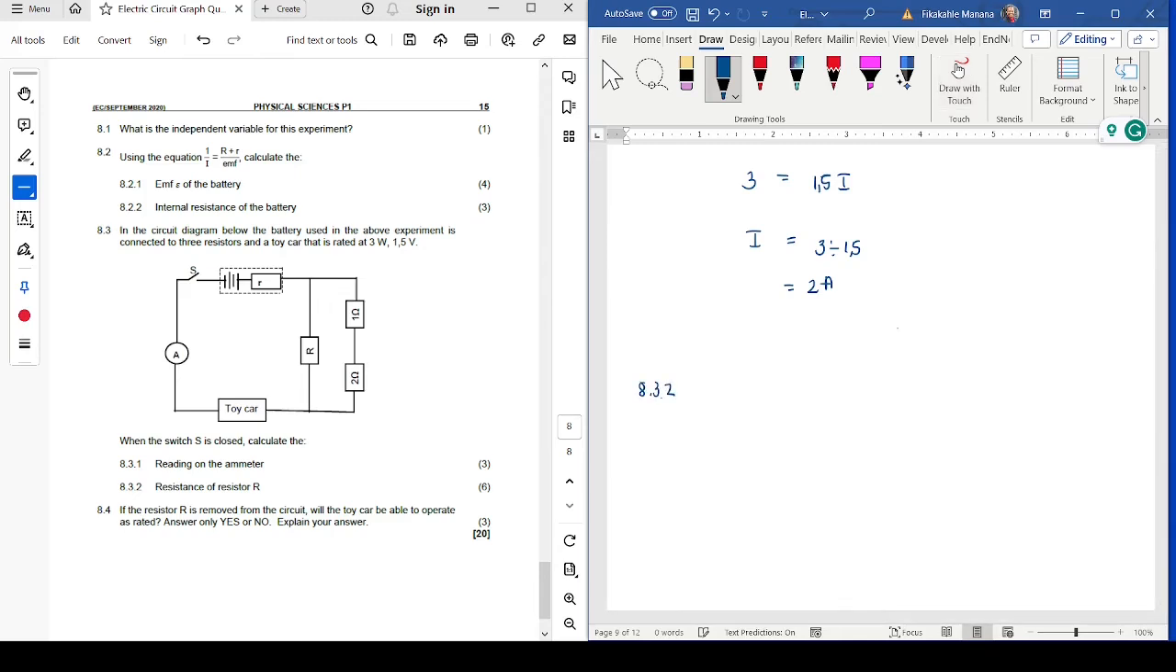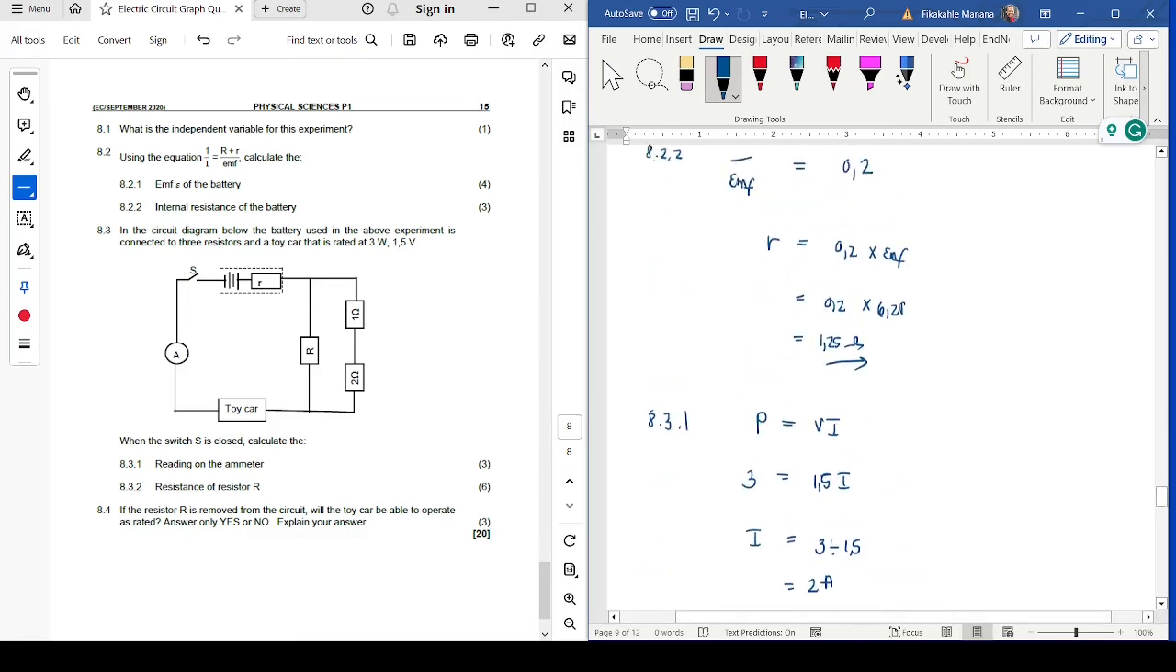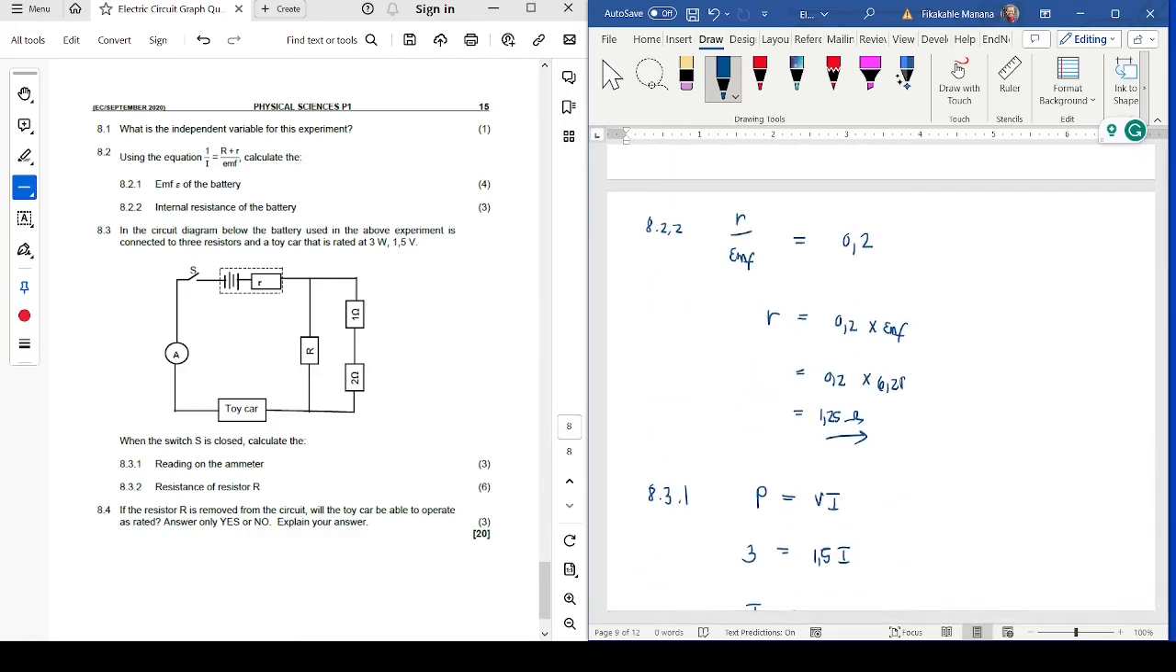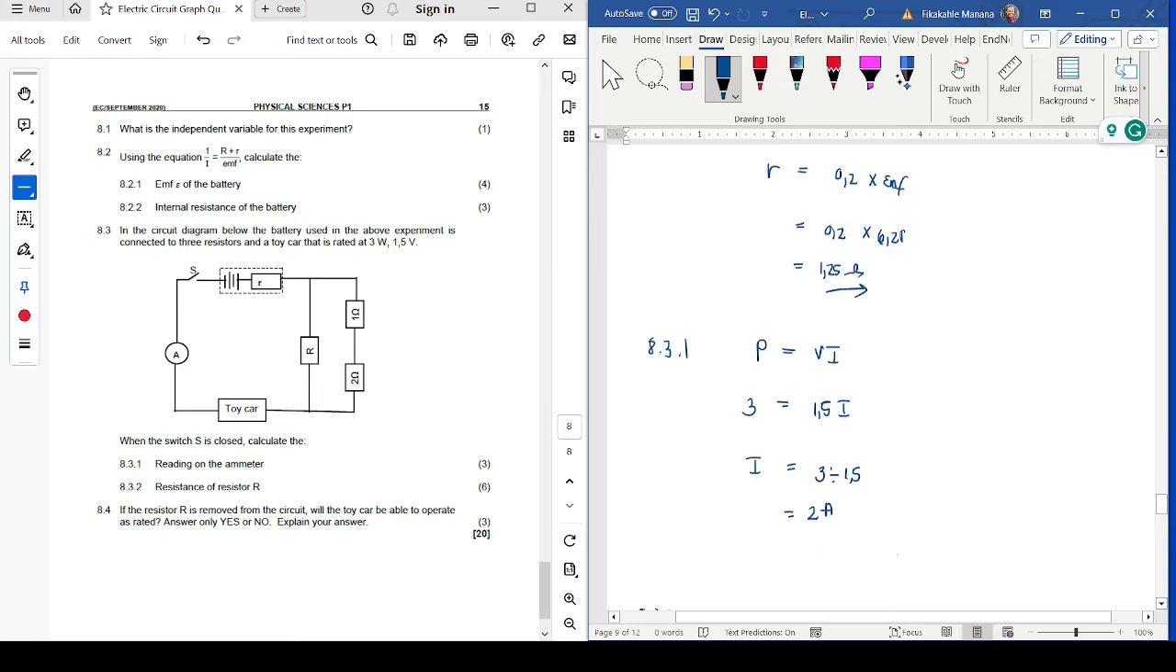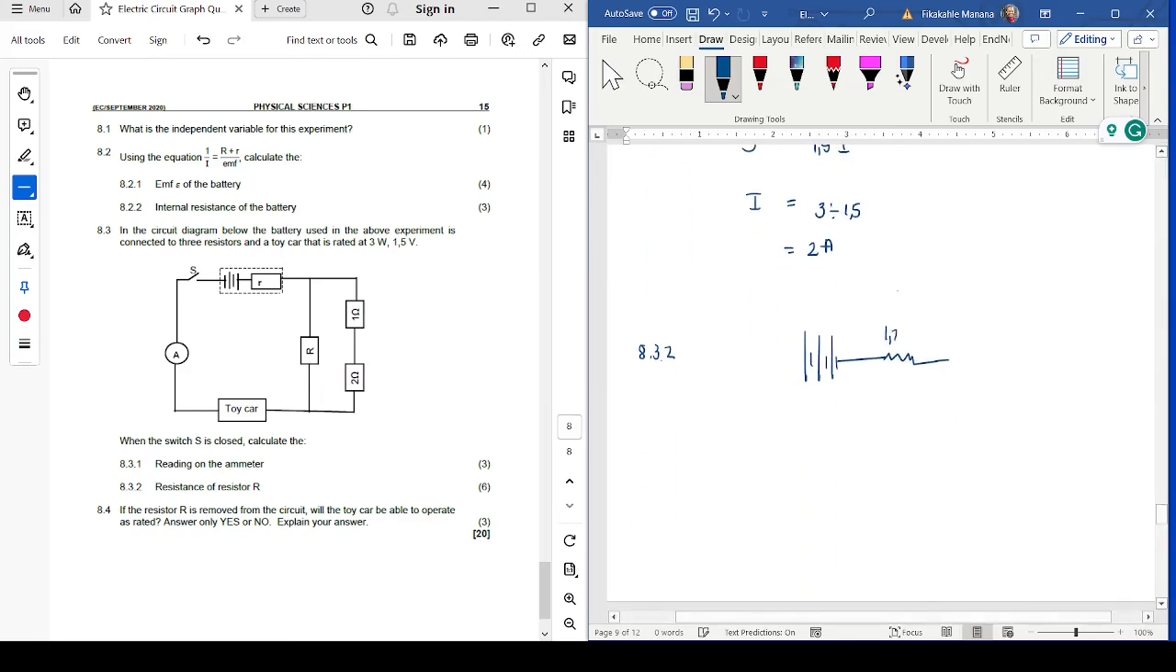8.3.2. We need to calculate the resistance of resistor R. So we have our battery there, and we have an internal resistance. Remember, they said that in the circuit diagram below, the battery used in the above experiment is connected. So our internal resistance would be the resistance from 8.1 and 8.2. Okay, so 8.2.2, we found that the internal resistance is 1,25 ohm. And then we have our resistor R.